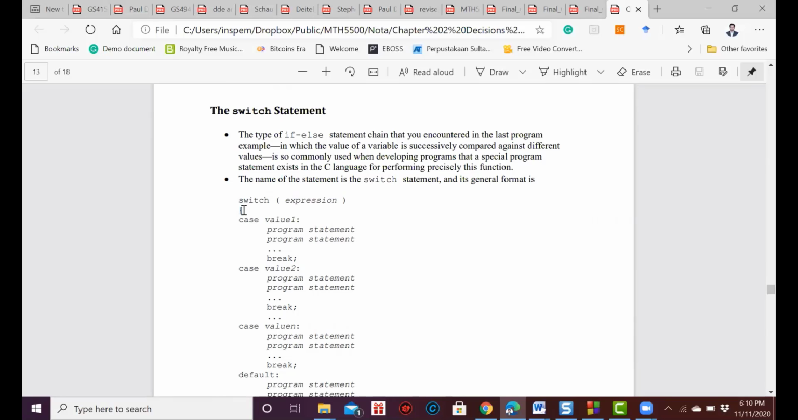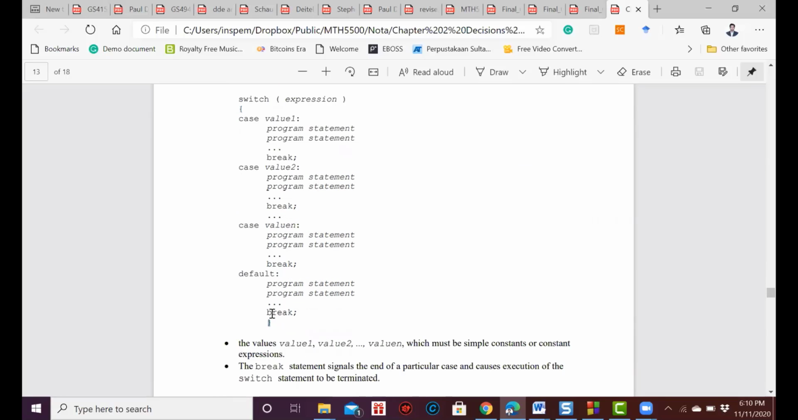Then the curly brackets are the body, opening and closing the body of the switch statement. In between, we have a case followed by the value of the expression, then a colon, followed by multiple statements, ending with break and a semicolon before we go to another case. Case value 2 follows the same pattern as case 1, then another case, value n, with the same pattern. At the end, we have a default statement like this.